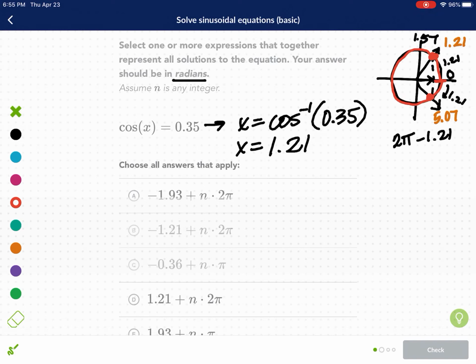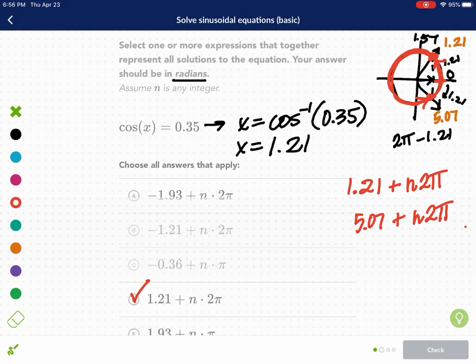Everything we do after that is just repeating what we did before. And I just ask, how often does it repeat? Well, how often does each one repeat is just, how long does it take to get back to this point? How many degrees or radians from this point right back to where we started? And since it is just a full circle, that number of radians is 2 pi. So we would want to say this first angle, 1.21 radians, plus every rotation of 2 pi. And our second angle, 5.07, plus every rotation of 2 pi.